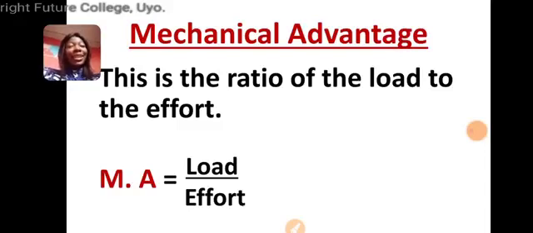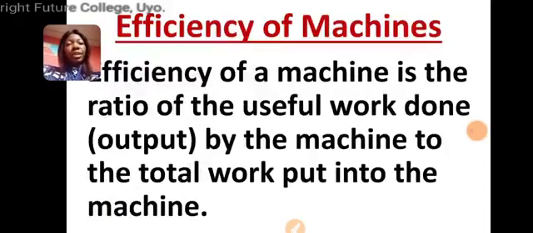The next term used in machines, or whenever you are discussing machine, is what we call efficiency of machines. Efficiency of a machine is the ratio of the useful work done, that is the output, by the machine to the total work put into the machine. When we are talking about total work put into, we are talking about energy input, your effort. Okay, the force you applied on the machine is what we call energy input. So the efficiency of a machine is the ratio of the useful work done by the machine to the total work put into the machine.